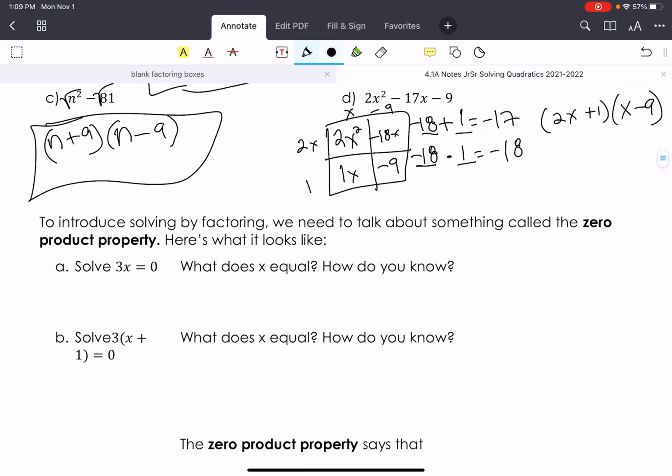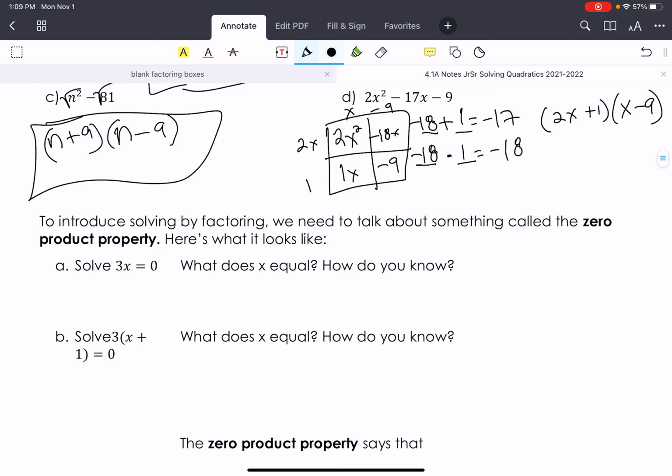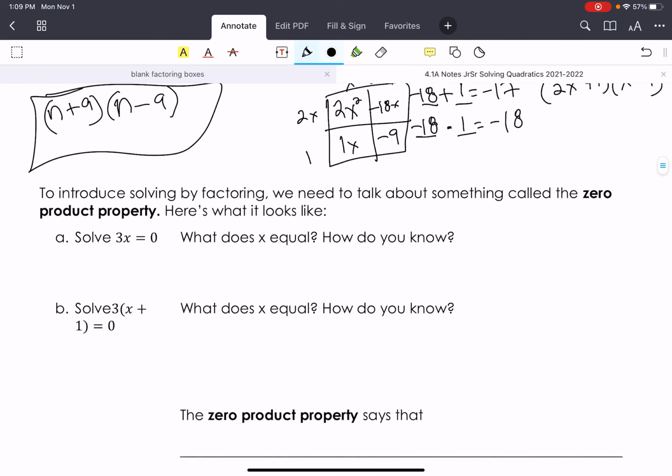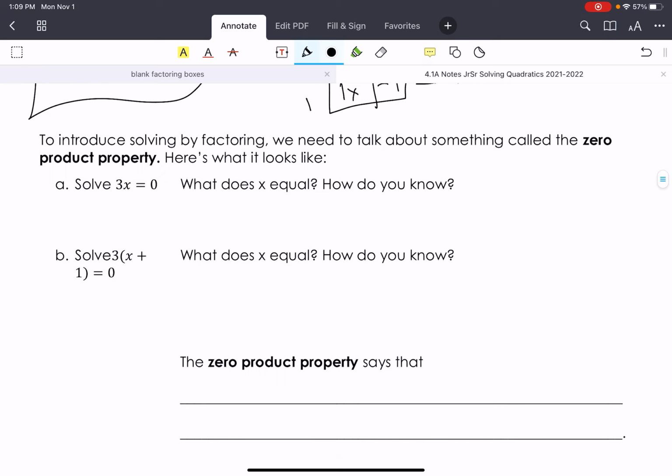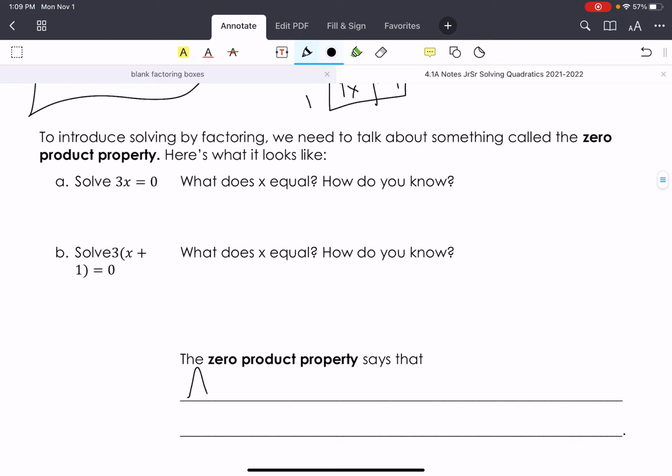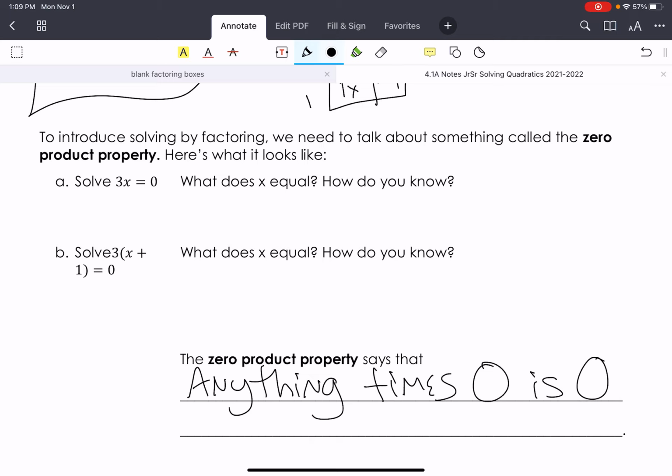Okay, so to introduce solving by factoring, we need to talk about something called the zero product property, okay? The zero product property says that anything times 0 is 0, okay? When I'm asking you to solve something, that's to find what the variable equals, right?